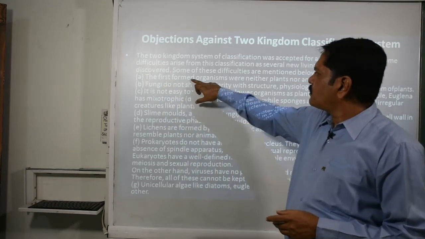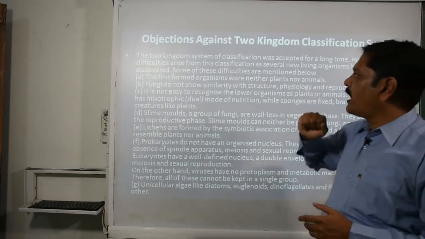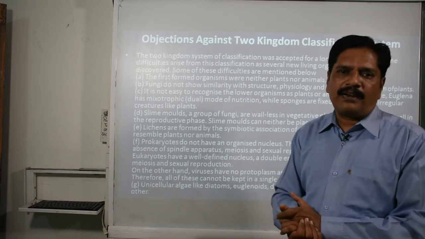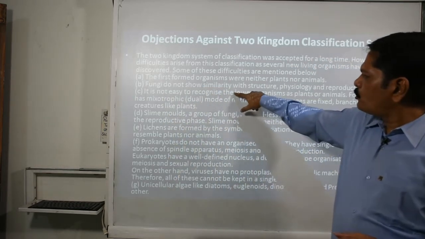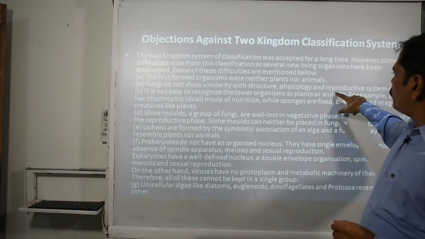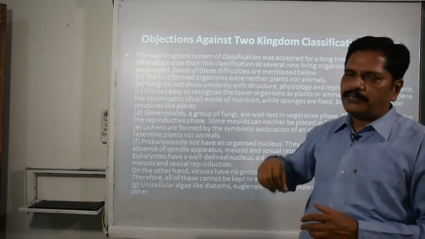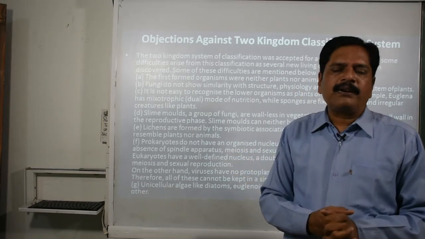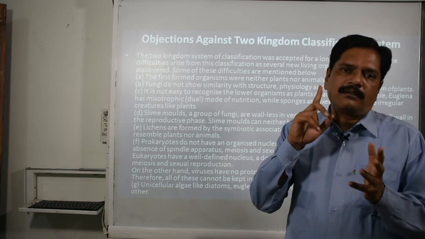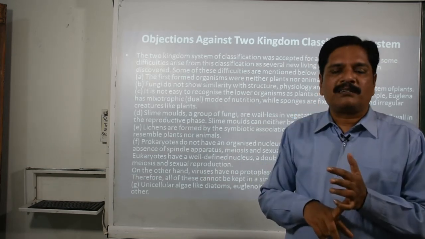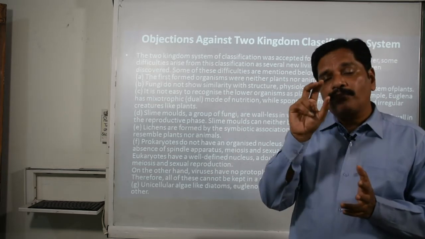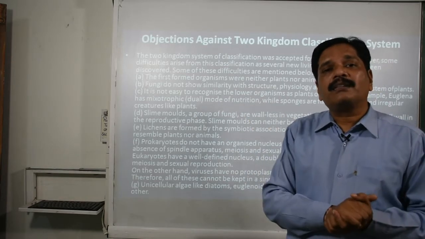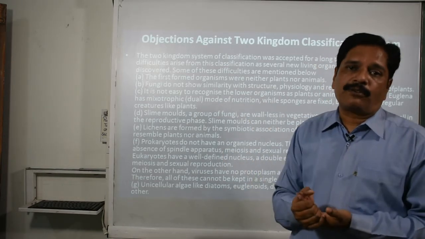What is it? The first formed organisms were neither plants nor animals, but he directly divided them into two, animal and plant. Second, the fungi do not show similarity with the structure, physiology and reproductive system of plants. He kept fungi in the plantae group, but fungi are saprophytes in nature. The cell wall of fungi is different from that of plants, but still he kept fungi in the plantae group. There is no separate place for the fungus.